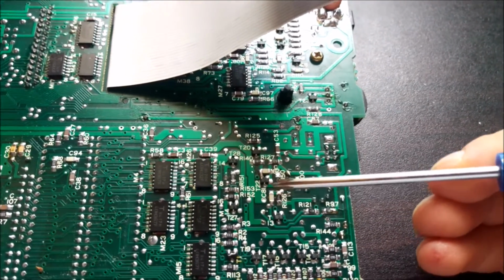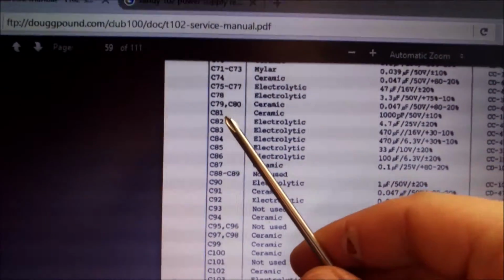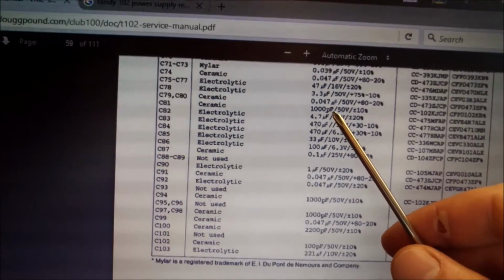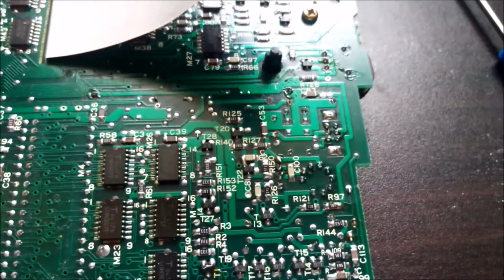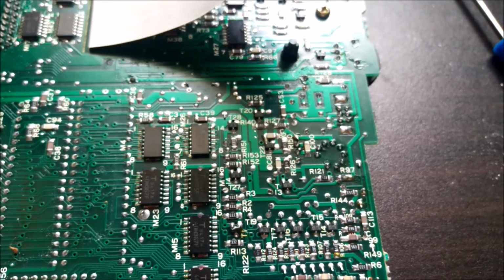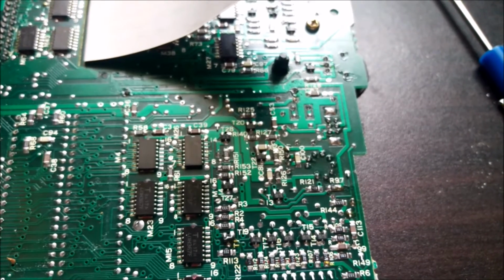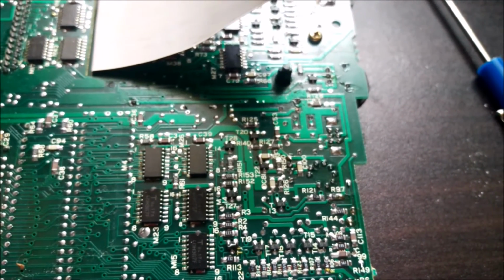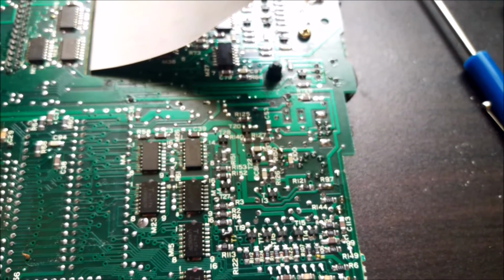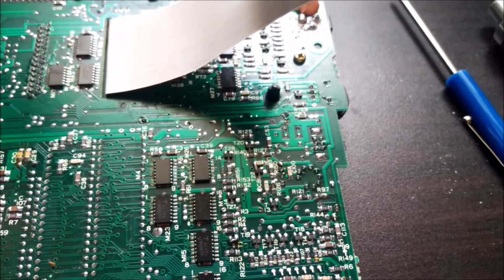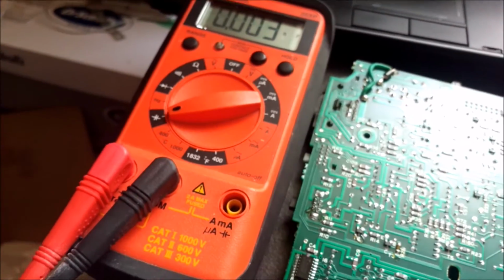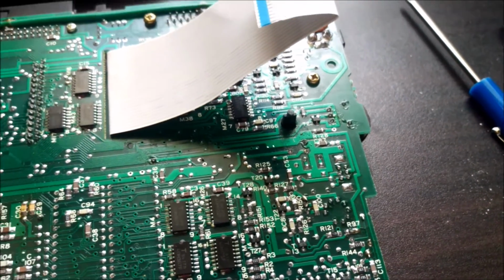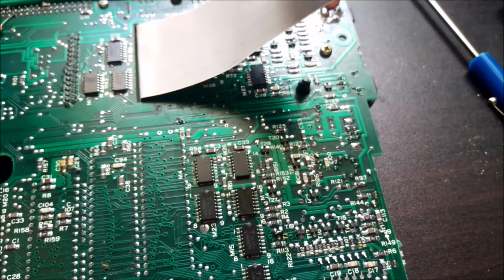C81 has no markings on it. But looking at the manual, you can see that C81, a ceramic capacitor, has a capacity of 1,000 picofarads, and it has a tolerance of 10%. So I'm going to attempt to measure this in the board. Hopefully I don't have to remove it. It depends on how it's wired up in the circuit, how much leak current there is. Sometimes you can measure a capacitor in the circuit, sometimes you have to lift a lead. It really depends on how the current leaks. So you do need a meter that has a capacitance measurement on it. So I'm going to measure this capacitor, and hopefully this meter will even read this low.